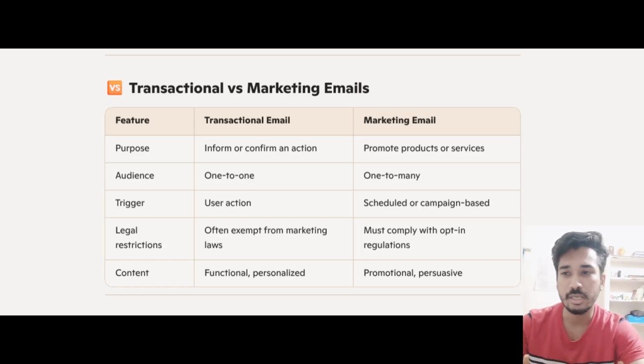And there are some legal restrictions on marketing emails, like you as a user have to opt in to receiving these emails. That is what we agree to when signing up. And with every marketing email, you get a button to unsubscribe. While transactional emails, on the other hand, are often exempt from marketing laws. And when we talk about the content, the type of content sent within transactional emails is functional and pretty personalized. While marketing email is basically promotional, and it's promoting you to do something. It's persuasive in nature.